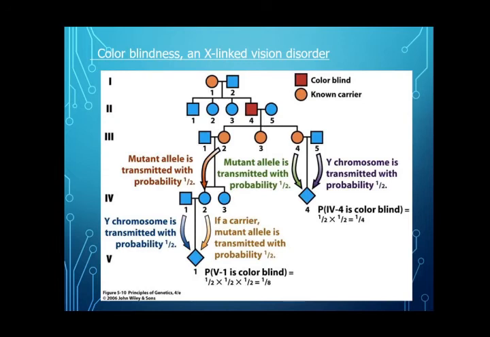So this is another one, color blindness. As you can see, usually the male will get the color blindness, and the male who is afflicted with color blindness will pass down the gene to his daughters. His daughters will be carriers.